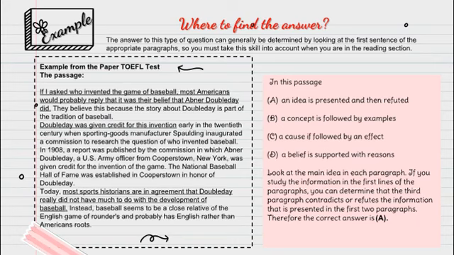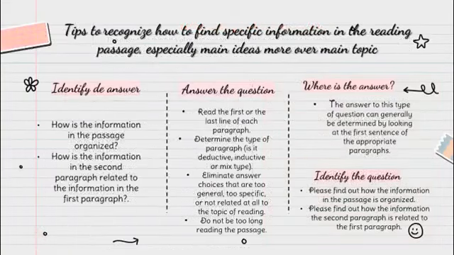Tips to recognize how to find specific information in the reading passage, especially the main idea or main topic. Identify the answer: how is the information in the passage organized? How is the information in the second paragraph related to the information in the first paragraph? Answer the question: read the first or the last line of each paragraph. Determine the type of paragraph. Is it deductive, inductive, or mixed type?